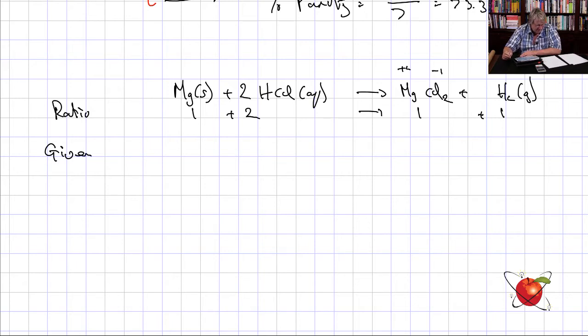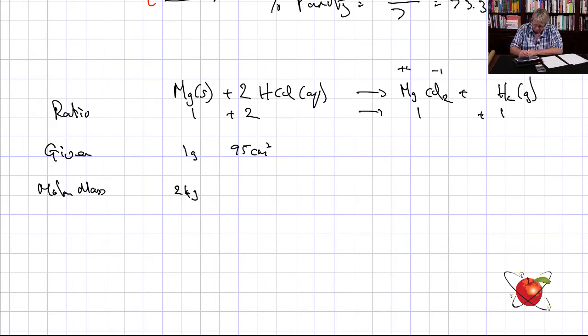Now we put down what we're given. Okay, we're given 1 gram. All right? And we're given a volume, 95 centimeters cubed of acid. Okay? Let's have a look at the molar mass. Molar mass over here, 24 grams per mole. Right? It's 24 grams per mole. All right? And 36.5.